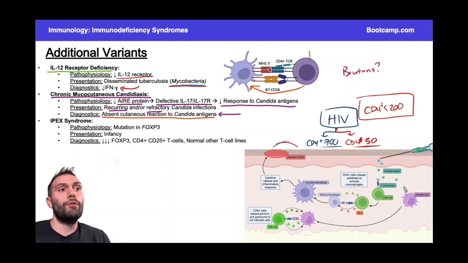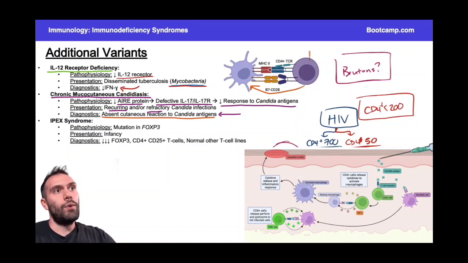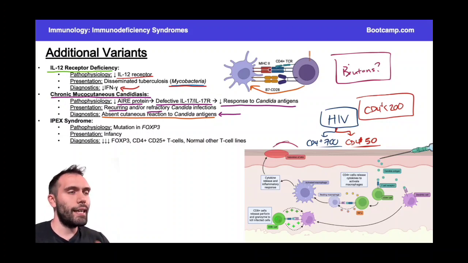Now, B cells will be helpful for immunoglobulins, right? Things that we've already talked about, class switching, memory responses. But in this particular situation, it shouldn't have an effect. You should expect to have some induration with Bruton's as well, right? Because the T cells technically should be functioning in Bruton's X-linked agammaglobulinemia.